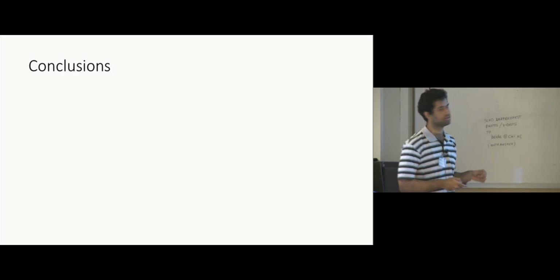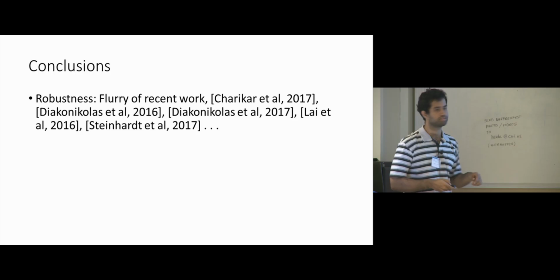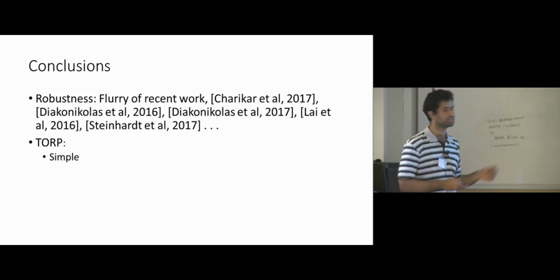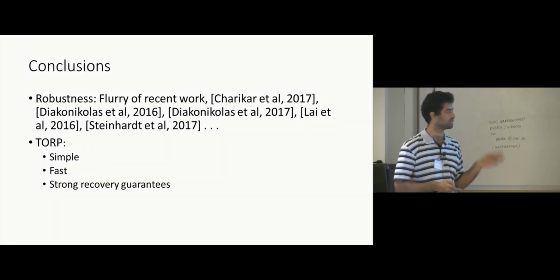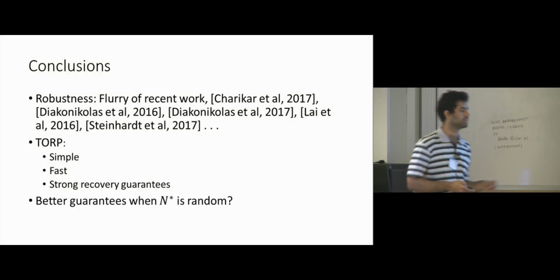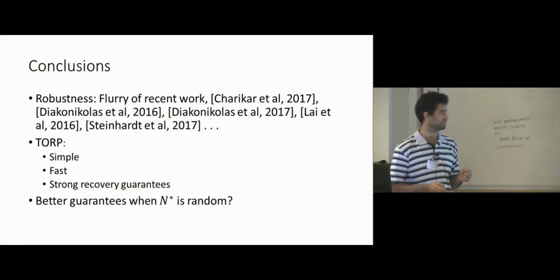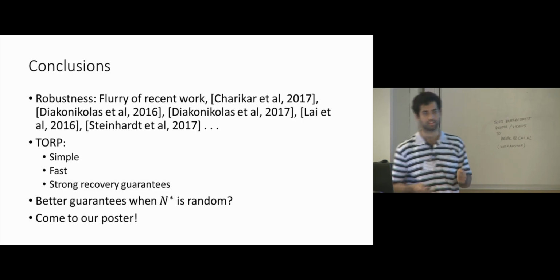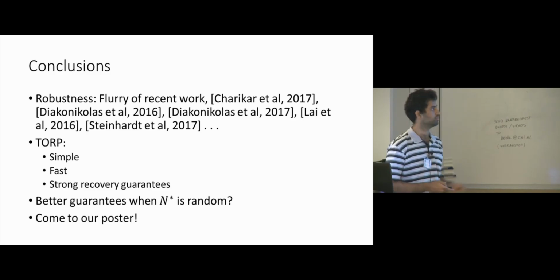And to conclude, there has been a flurry of recent work in robust estimation. We study a simple outlier robust PCA problem, and we propose an algorithm which is simple, fast, and also has strong recovery guarantees. An open problem is whether we can get better recovery guarantees when N star is random. And we also have a poster in the evening, so if you have any questions, come over.